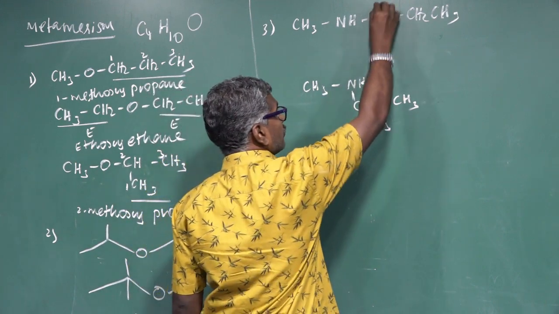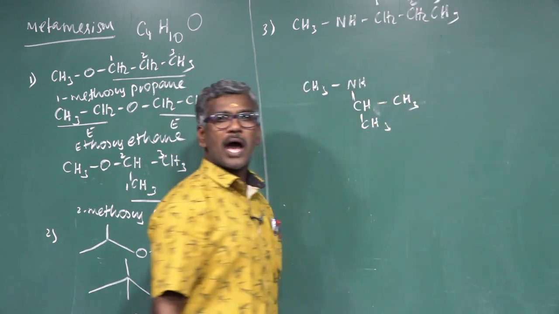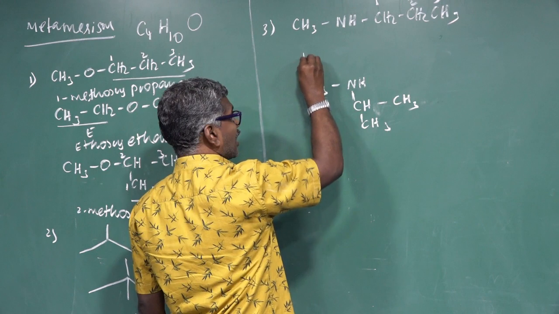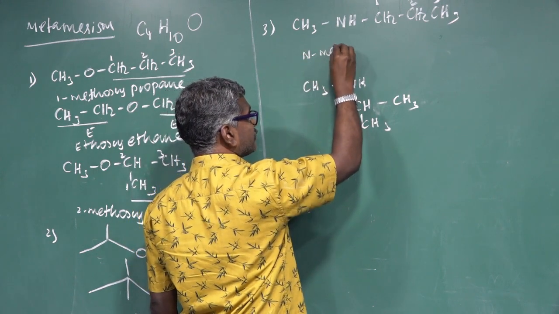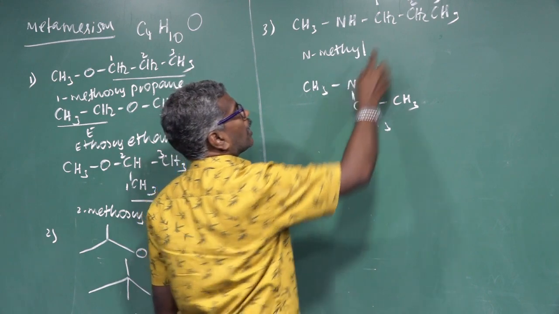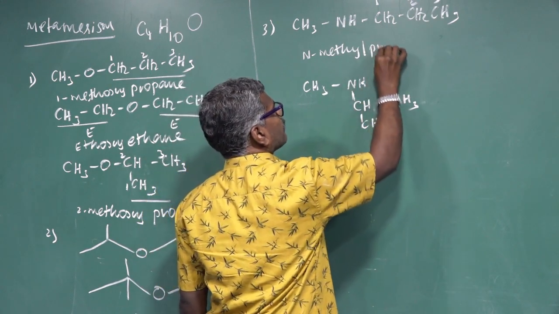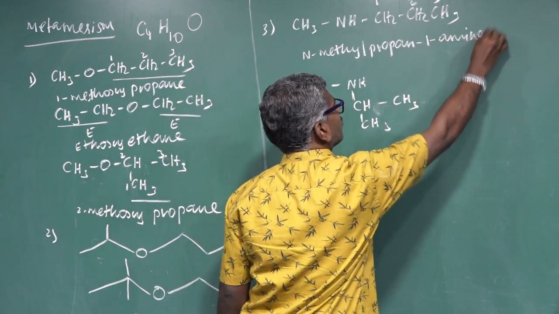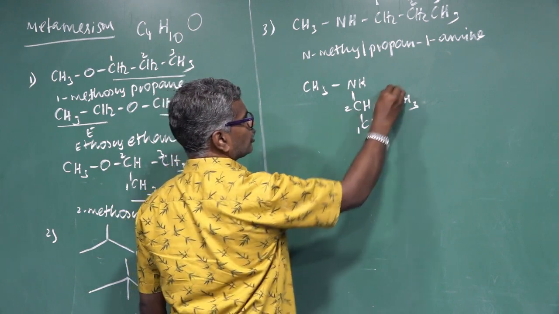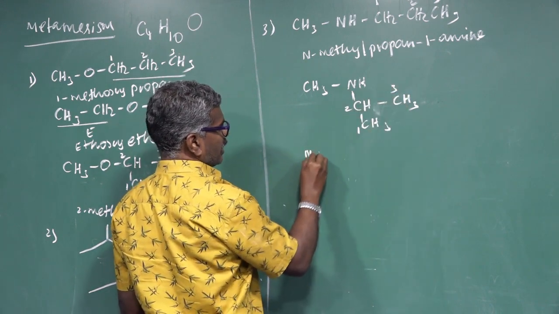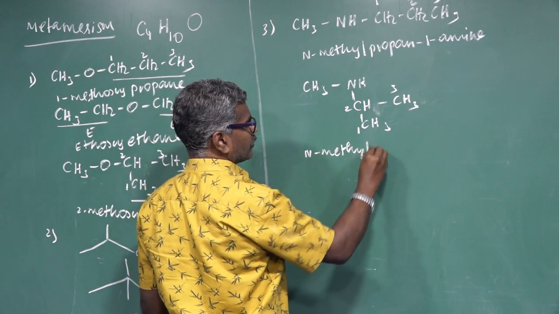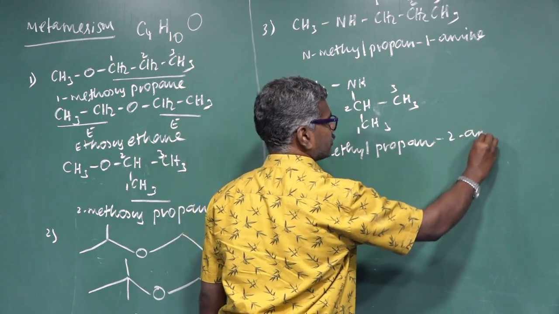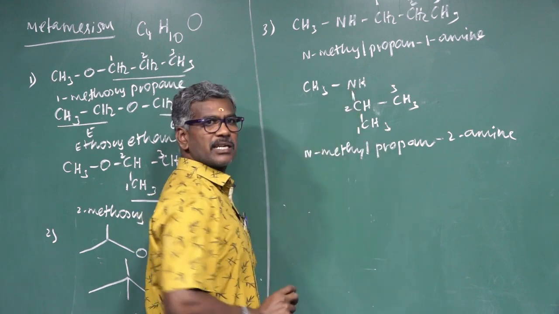How to give the numbering? 1, 2, 3. The long chain acts as the word root. So the first position is attached to the functional group, N-methyl. There are 3 carbons, propane, 1-amine. Here 1, 2, 3, N-methyl, propane, 2-amine, because the functional group is present on the second carbon atom.